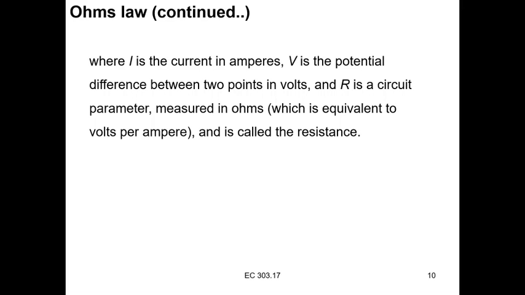Where I is the current in amperes, V is the potential difference between the 2 points in volts, and R is the circuit parameter measured in ohms, which is equivalent to volts per ampere and is called the resistance.